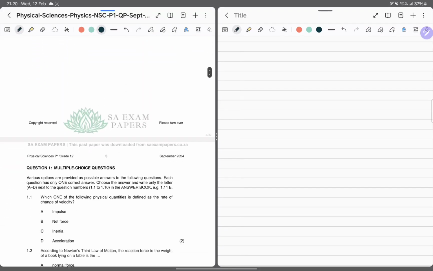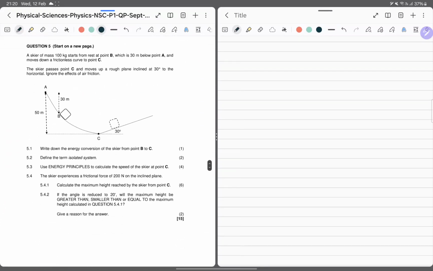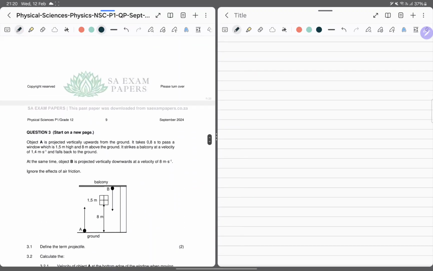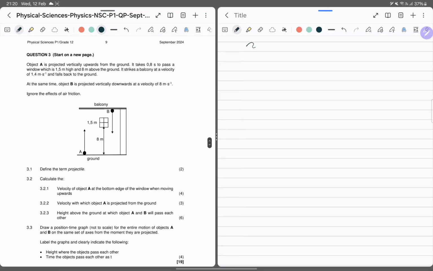So let's move on. The question requested was on vertical projectile motion. So this is question 3. So this is the question. Okay, let's start. So question 3 reads, object A is projected vertically upwards from the ground.